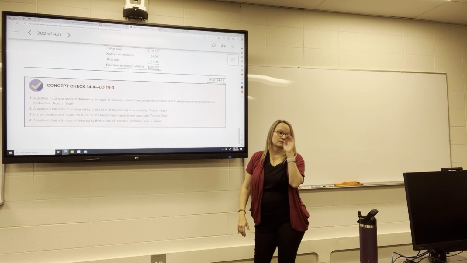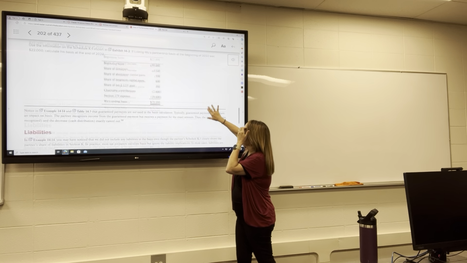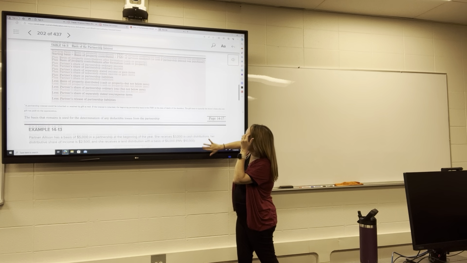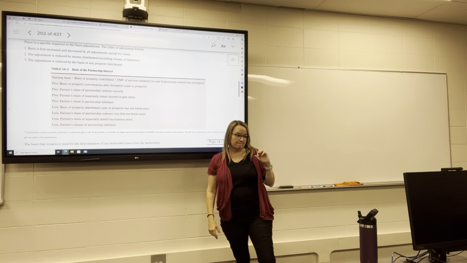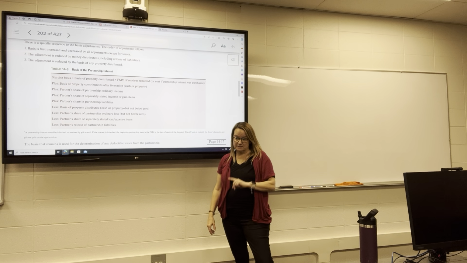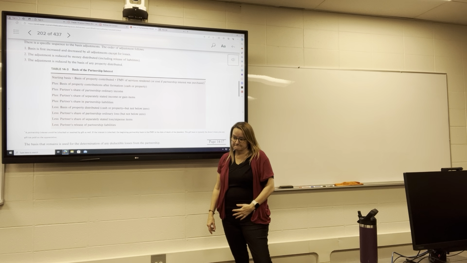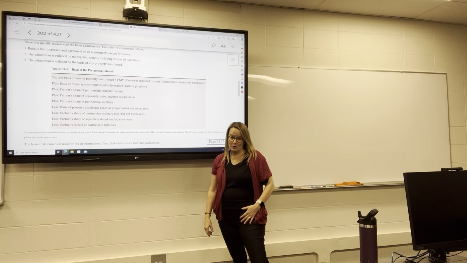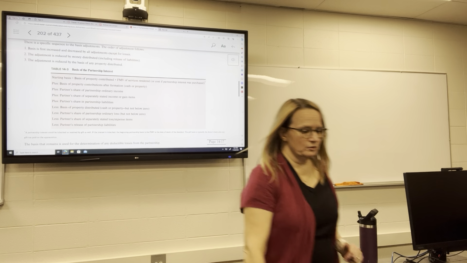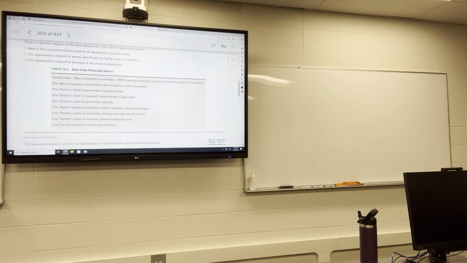The main point that I want you to get out of this is this calculation, this shaded area: things that increase and decrease basis. Questions? No? Okay, I'm going to go back real quick to that K1 so I can show you where those liabilities are.